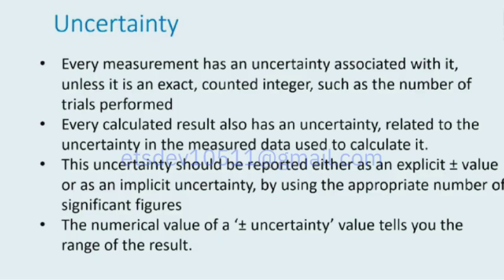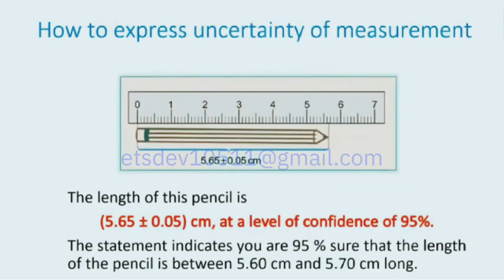So the numerical value after the plus minus tells you the range, gives you the uncertainty, and the plus and minus gives you the dispersion of the uncertainty. So how do you express uncertainty of a measurement?